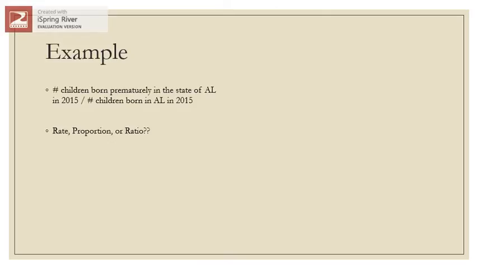The denominator does not exclude those born prematurely. Those born prematurely, they were all born. So they're the number that's on the top, say it's 500. There are 500 children born prematurely in Alabama in 2015, and there are 10,000 born in the state. So that would be 500 divided by 10,000. But that 500, they're part of the 10,000. All of those children that were born prematurely, they were still born. So they're included in the denominator.